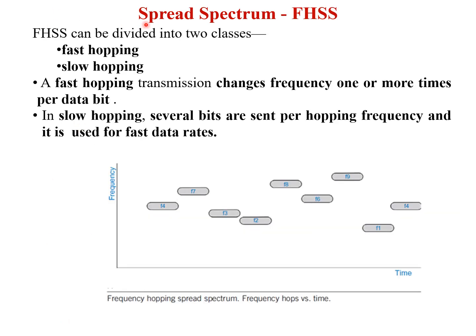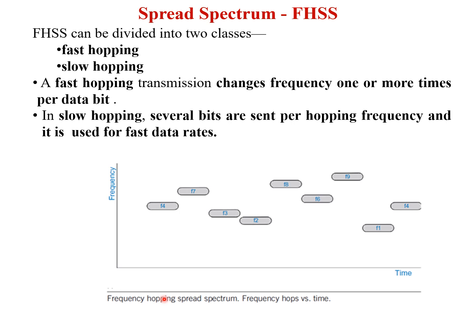Frequency hopping can be divided into two classes, fast hopping and slow hopping. In fast hopping, the frequency is changed one or more times per data bit, whereas in slow hopping, several bits are transmitted per hopping frequency, so it is used for fast data rates.